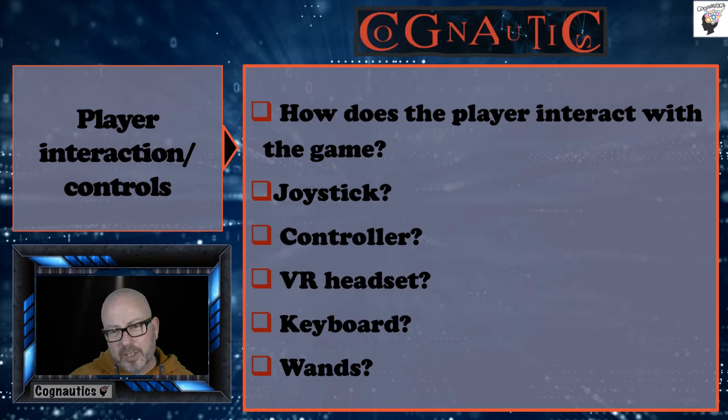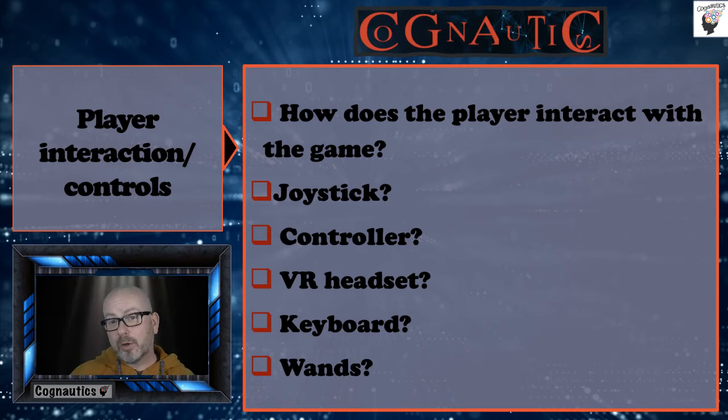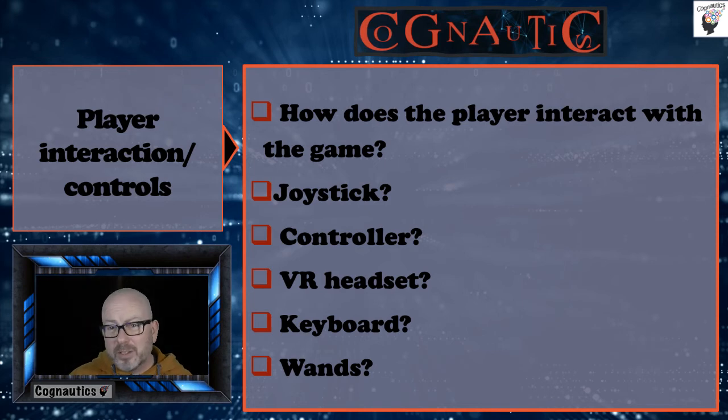Player interactions. This one's quite easy. How does the player interact with the game? Is it through a joystick? Is it through a controller? Is it through a VR headset? What method do you interact with the game that you're describing, and what's the benefit of interacting that way? And even what are the difficulties?